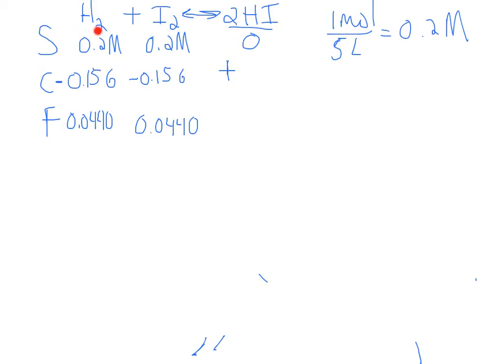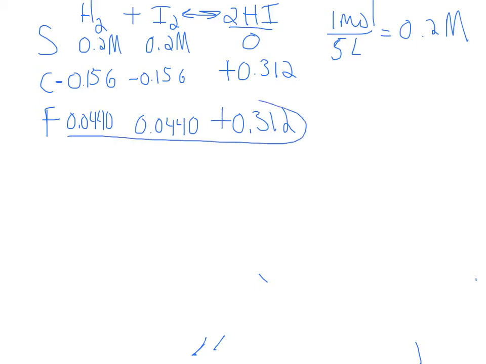For every one H and one I, we produce twice the amount of HI. Okay, so for every one H and one I, we're going to produce twice that amount. So it's basically going to be twice the 0.156. Okay, so that's going to give us 0.312. Alright, and then we're going to go ahead and add those together.